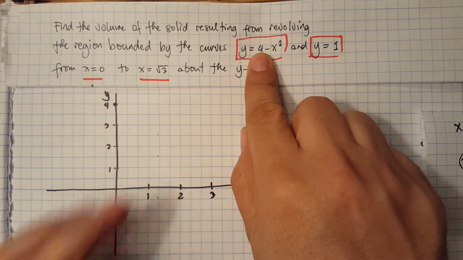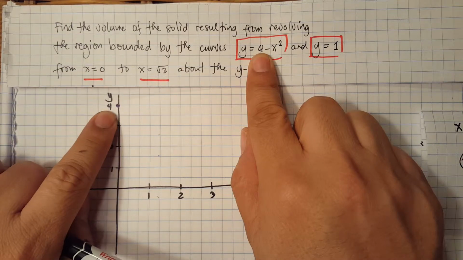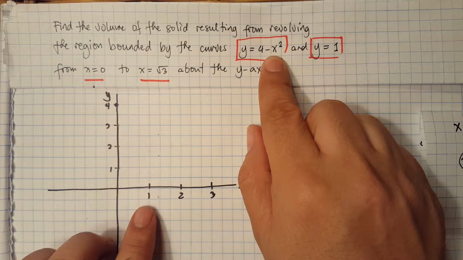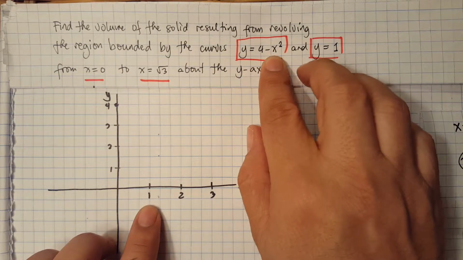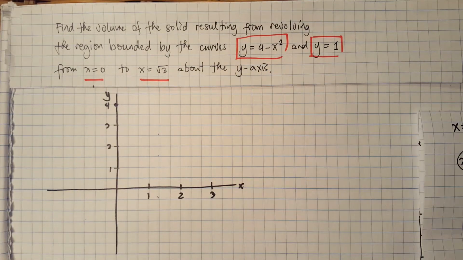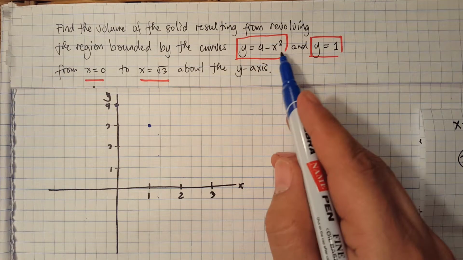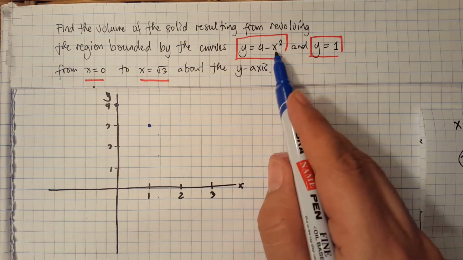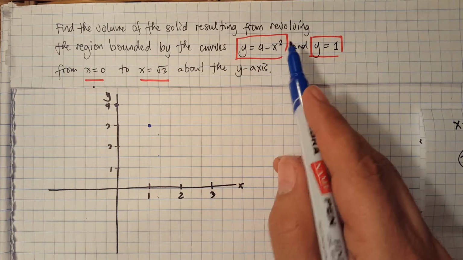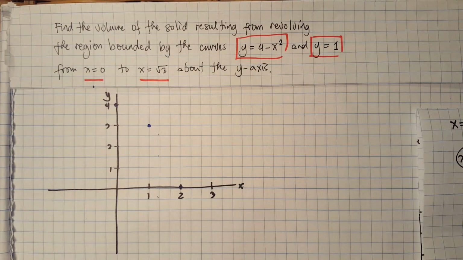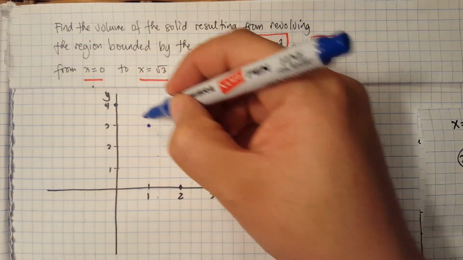So again, we're trying to graph this. We figured out that the vertex is (0, 4). What happens when x equals 1? When x equals 1, we have 4 minus 1, which is 3. That's nice. We have this right here. What about when x equals 2? When x equals 2, we have 4 minus 2 squared, that's 4 minus 4, that's 0. So that means we have this shape here.